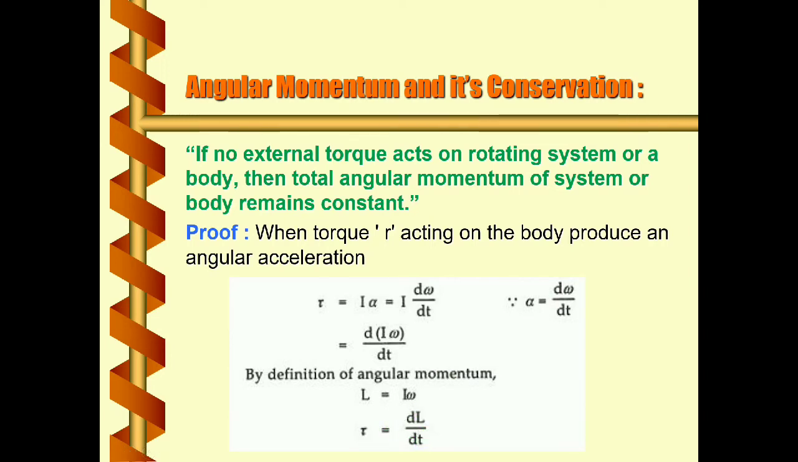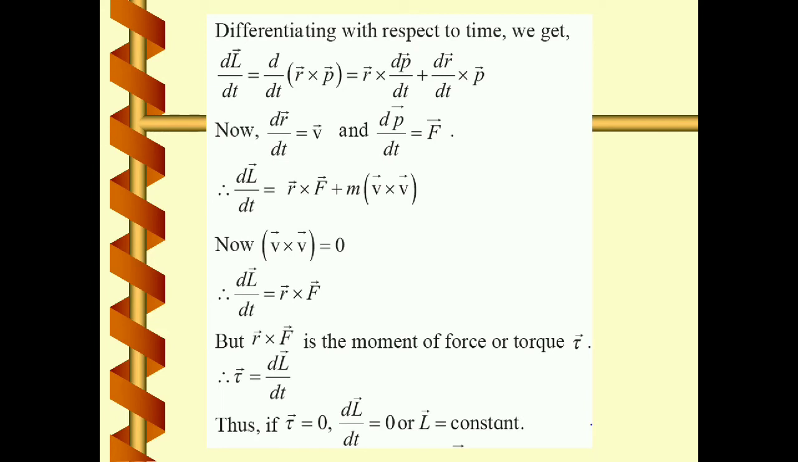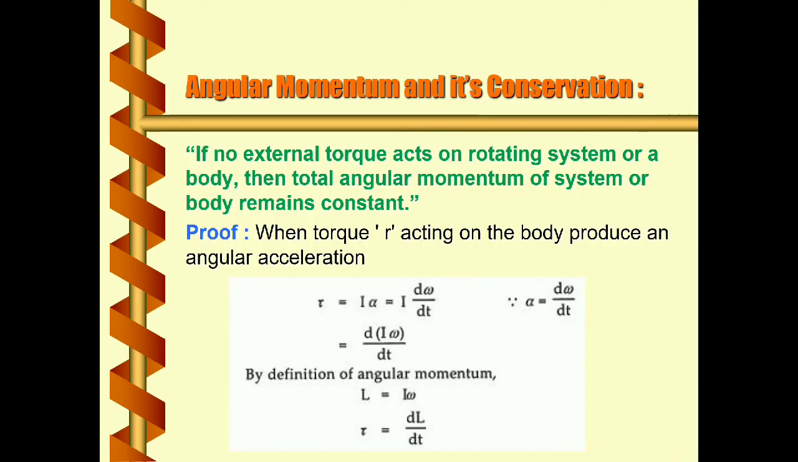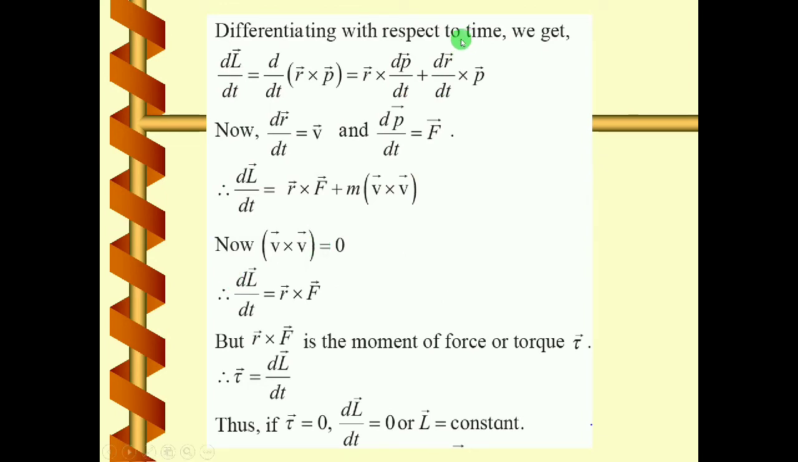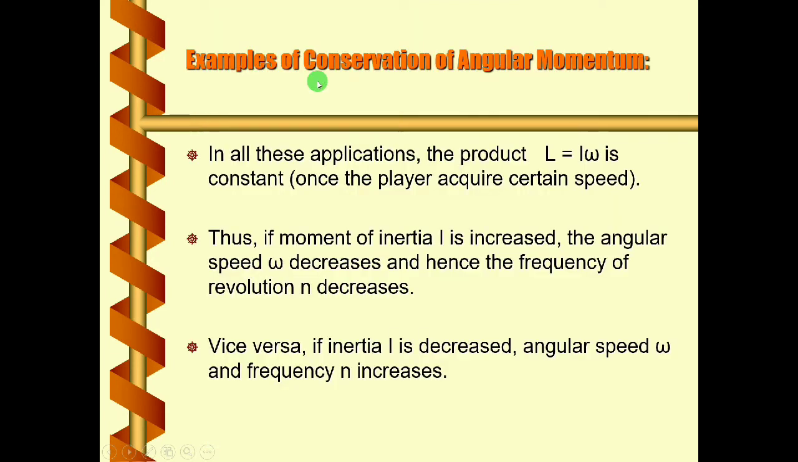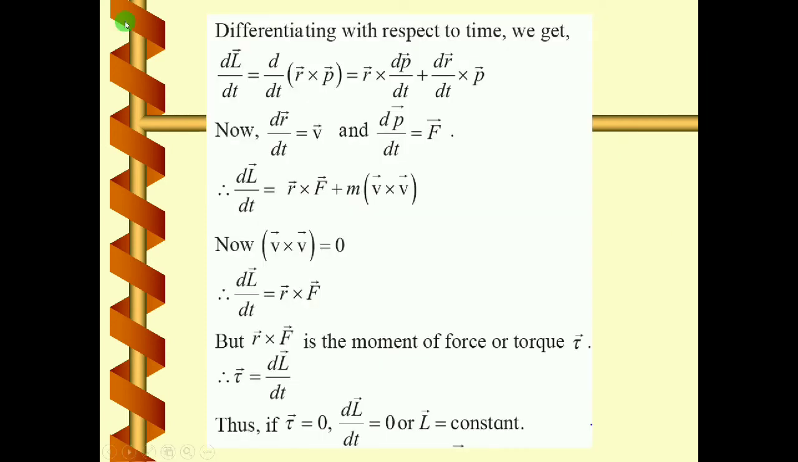Suppose we take this as equation number 1, that is tau equal to dL by dt. Now suppose we consider our expression L vector equal to r cross p, according to the definition of angular momentum. If we differentiate the relation with respect to time, we can write dL by dt equal to d by dt of r cross p vectors. So we are taking the derivative of a cross product.